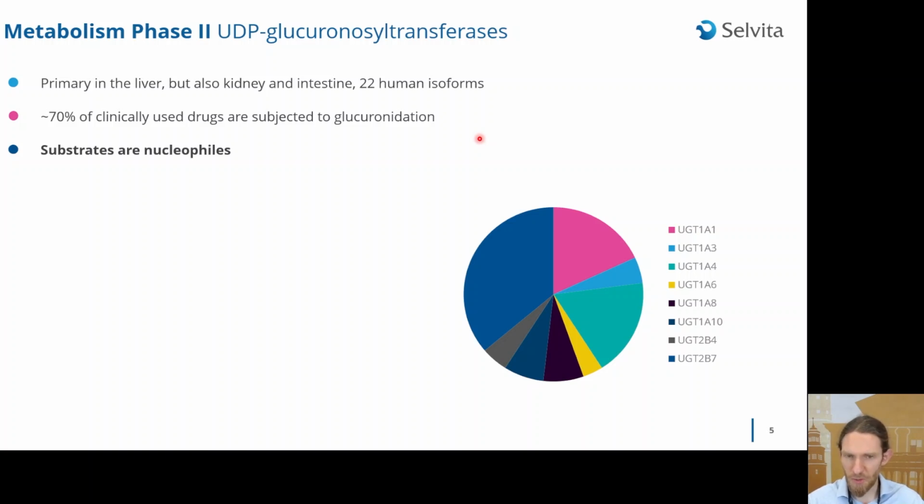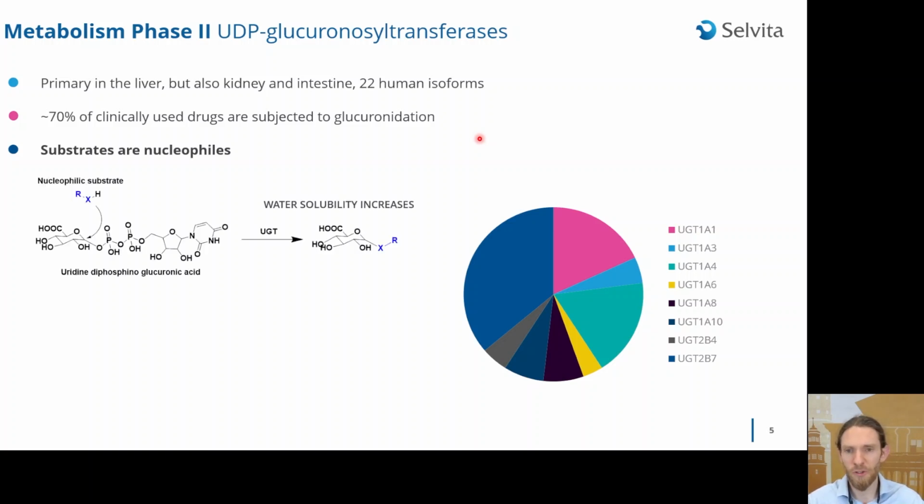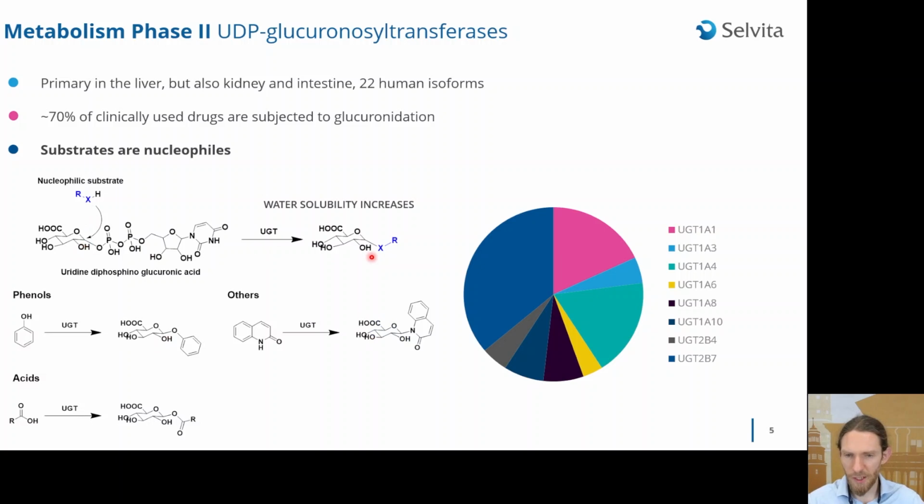The substrates for UDP-glucuronosyltransferases are nucleophiles. They react with uridine diphosphoglucuronic acid, substituting this acid and forming a highly water-soluble conjugate. Typical substrates are phenols, acids, and other potential nucleophiles. So whenever we have a nucleophilic moiety, we may expect some level of glucuronidation.